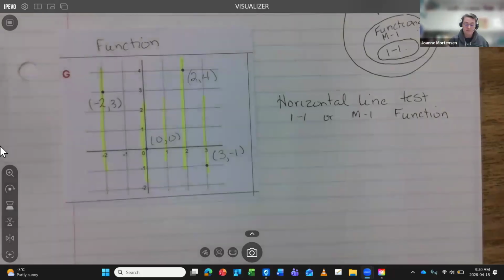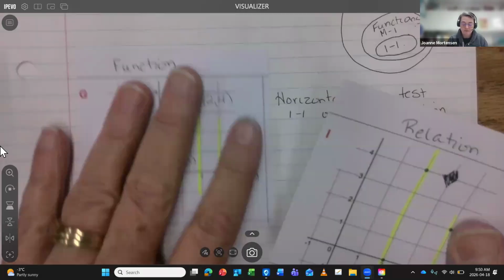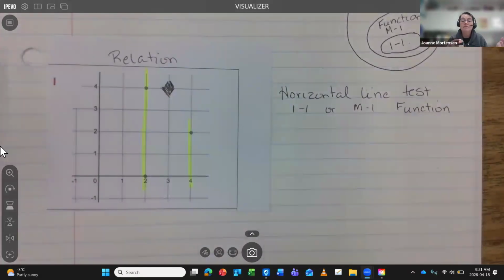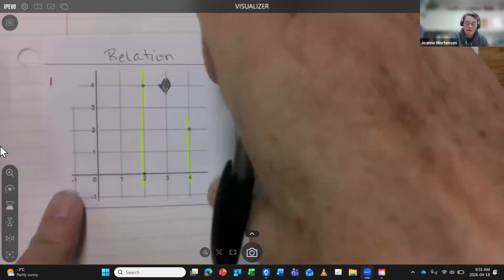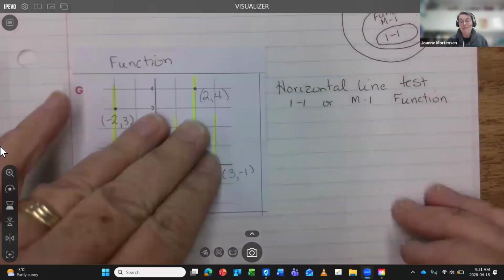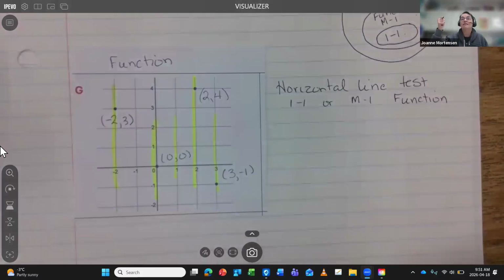Okay, so see this one? We don't do the horizontal line test on that. It's a relation. It's done. It failed the vertical line test. So goodbye. I don't need you. Oops, which one did I have? I think I had this one. If not, good luck.